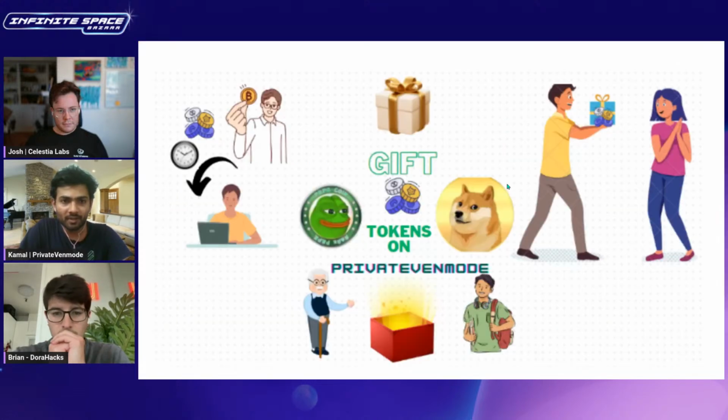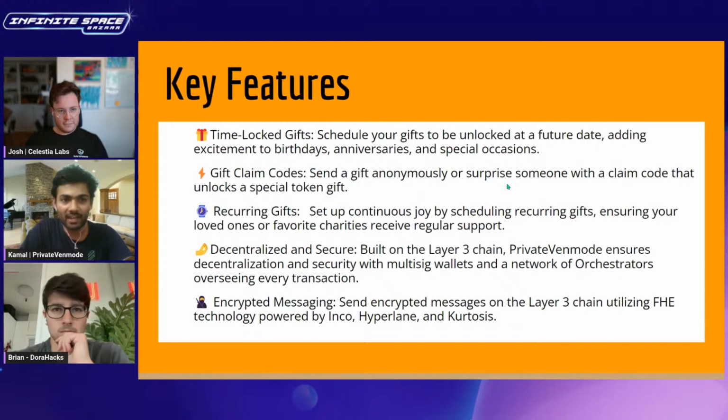So I built Private Venn Mode. It's a platform where you can gift tokens along with a message, wrap it in the form of a gift, and send it to someone. These are the key features. We have time locked gifts, so you can schedule your gifts to be unlocked at a particular future date. This is all based on the contract functions, so it's all very transparent. And then we have gift claim codes. You can send a gift anonymously or surprise someone with a claim code. You just give them a claim code and ask them to visit our site and claim the gift.